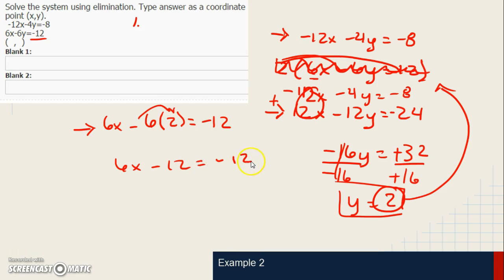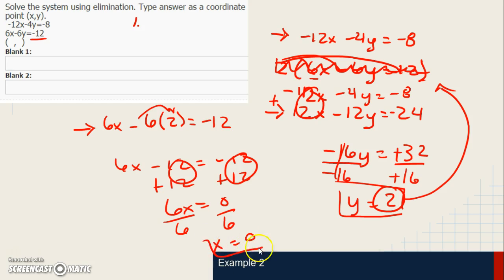equals negative 12. And we can solve for x using inverse operations. So add 12, add 12. These go to 0. These also go to 0. So we have 0 equals 6x divided by 6 just for funsies. x equals 0. So now we have our point of intersection. We're going to go ahead and write it as a coordinate point, 0, 2. Type in 0 for x and 2 for y, and you are done.